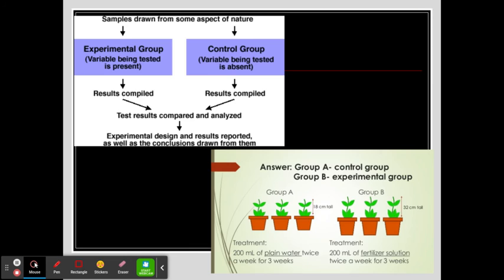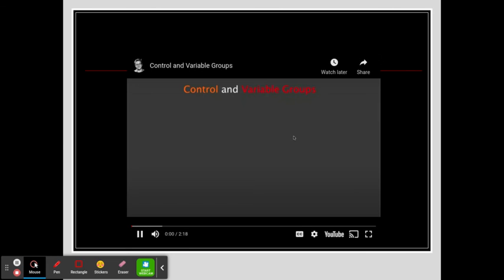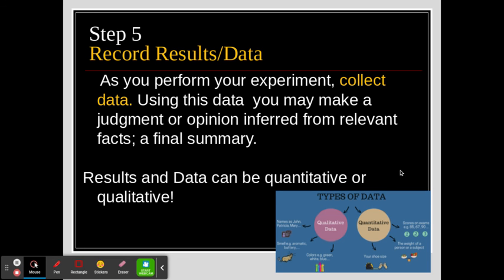So again, these are just a couple different visuals. I know I'm a very visual learner, so you can see some examples of the control group versus the experimental group. With that being said, a video should pop up that I think was a really, really good one. Please watch this. It's about a 2-minute video. Please watch that as an overview.